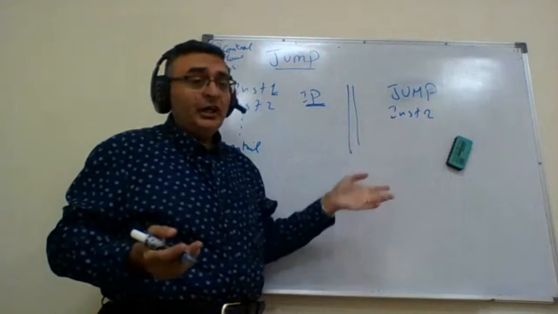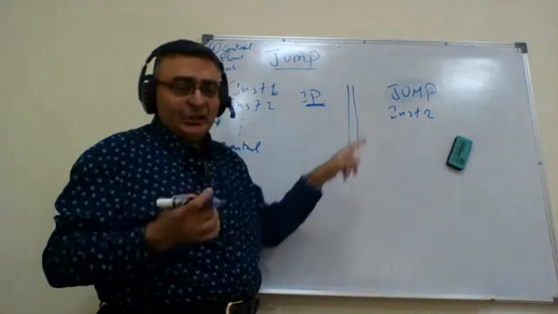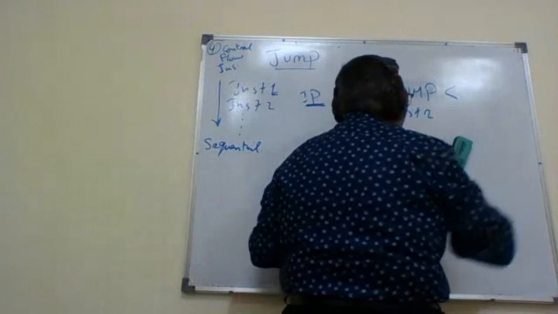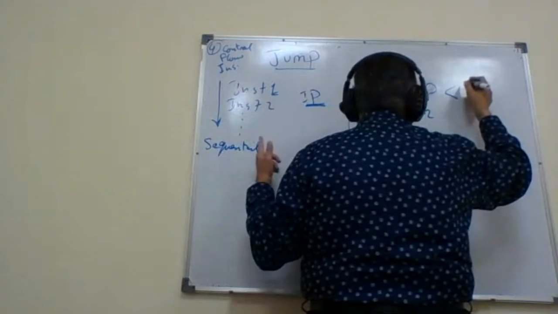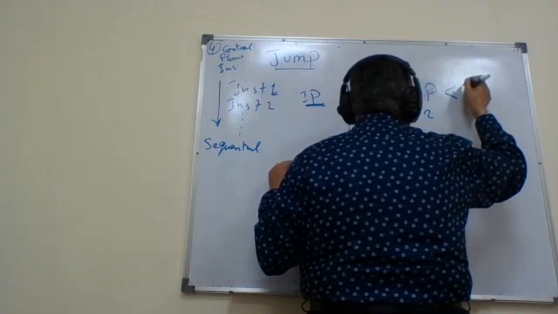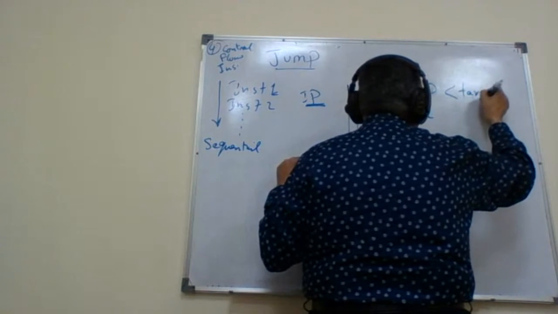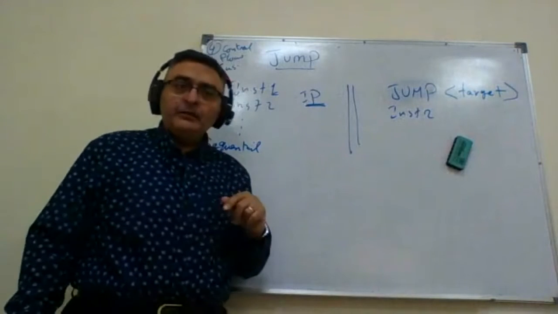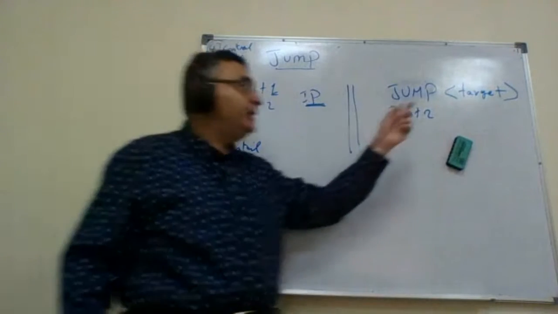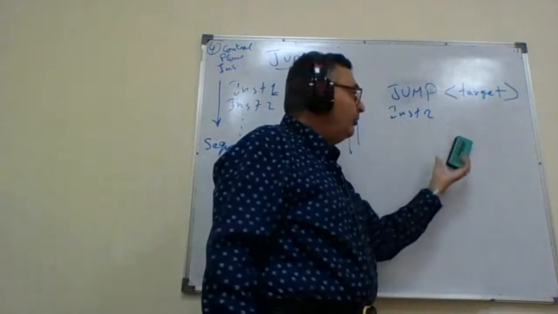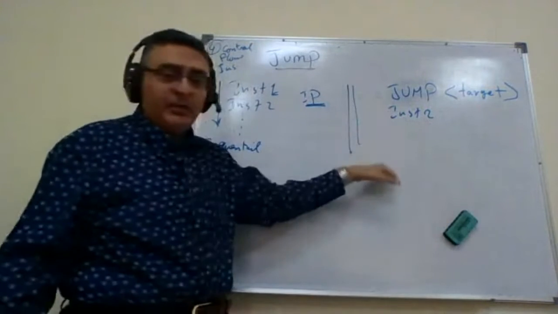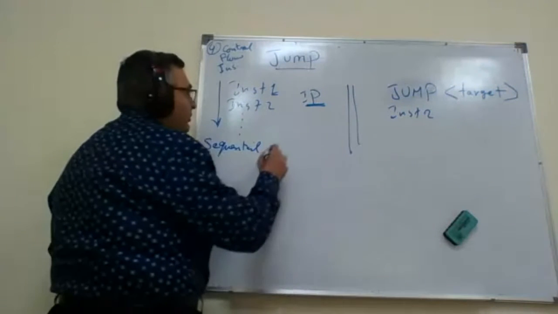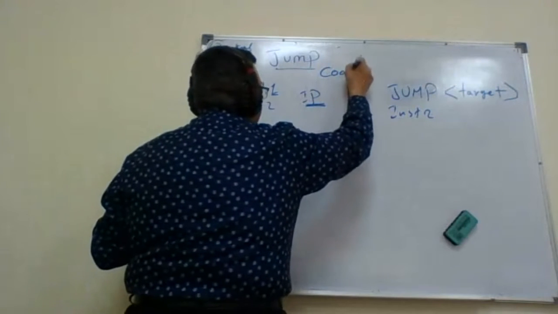But which instruction? It depends on the destination or the target of the jump. And the jump instruction takes only one operand, and this operand is actually the target of the jump. The target of the jump is supposed to be some location within the code segment. Inside my code segment, this is actually the code segment.